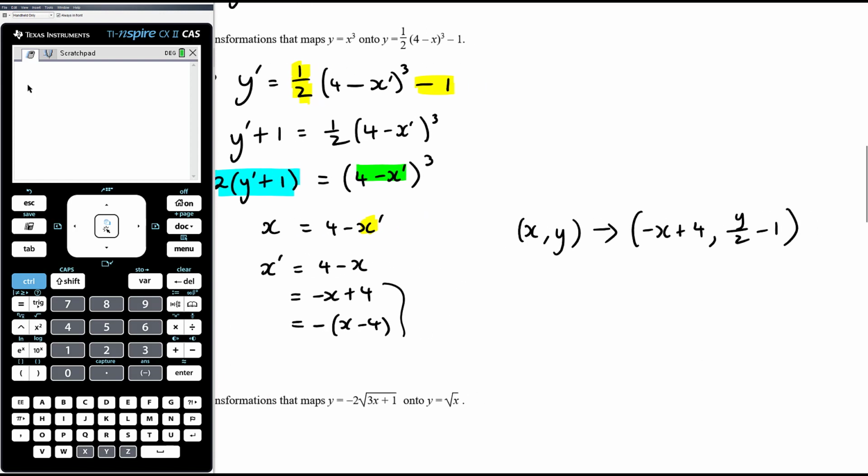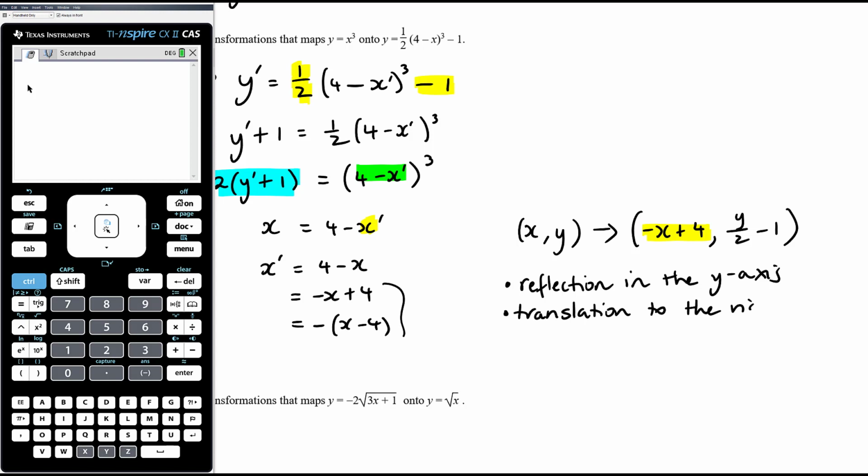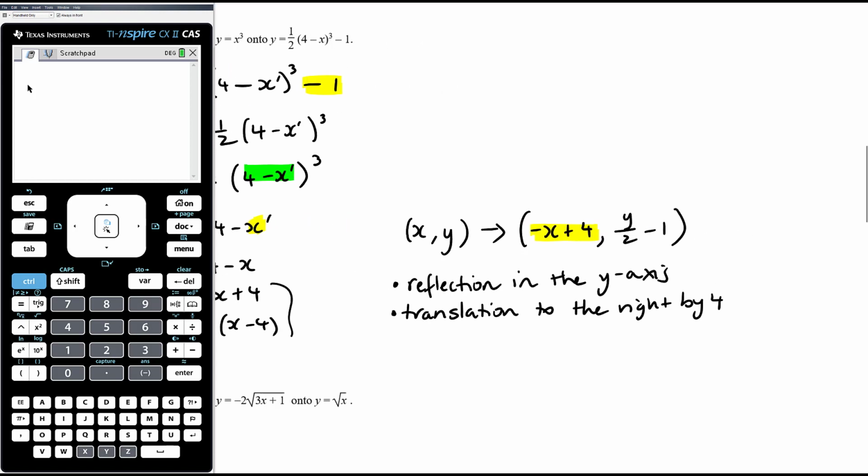Alright, so now we want to read off our transformations by looking at what's happened to each point. So the first thing happening to x here in the x coordinate is that x has been multiplied by negative 1. So that is a reflection. If you make the x values negative, a reflection in the y-axis. Sorry, yes, in the y-axis. And then we've added on 4, which if we add 4 onto the x coordinates, we are translating. So translation to the right by 4. So that's the two transformations affecting the x coordinate.